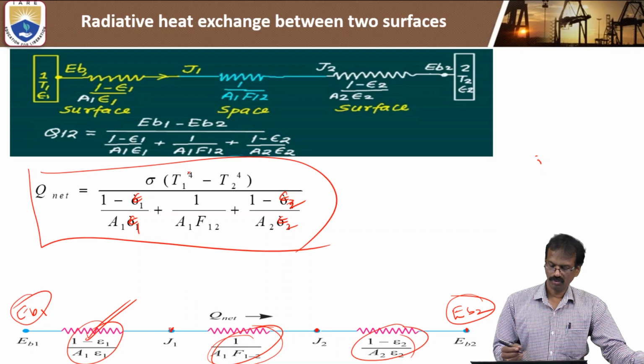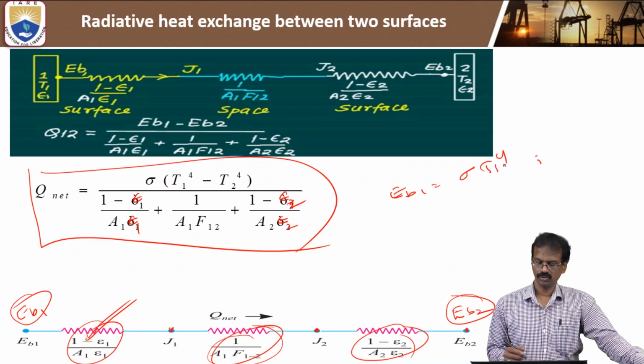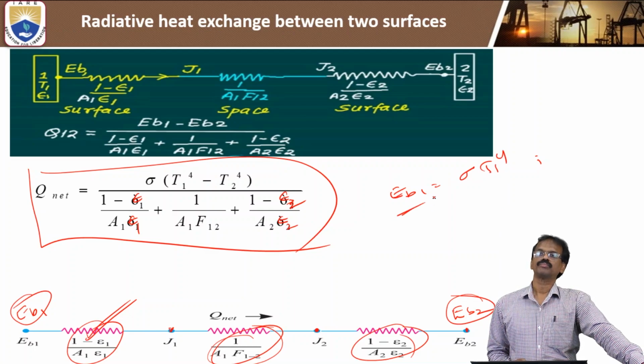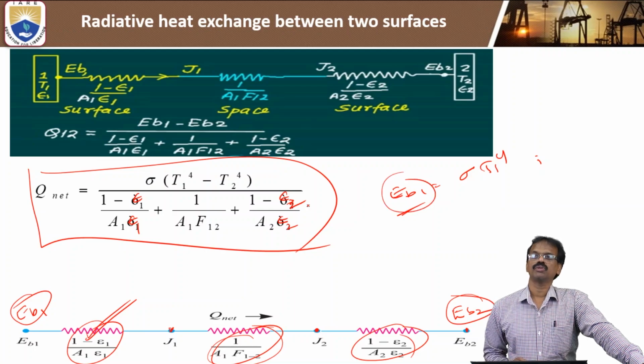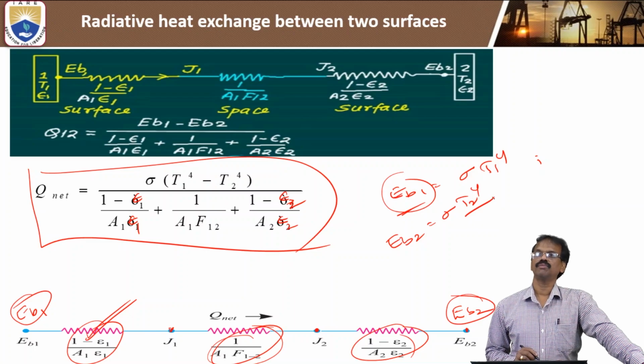Because EB1 is nothing but sigma T1 to the power of 4. This is based upon the Stefan-Boltzmann law. Total emissive power is equal to sigma into T1 to the power of 4. Similarly, EB2 is equal to sigma T2 to the power of 4. T1 is the temperature of the first plate or first surface, and T2 is the temperature of the second surface.